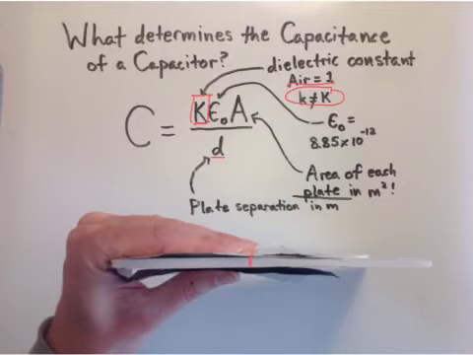Okay, so the two things I wanted you to get from this: the plate separation is usually however thick the dielectric is. And also, the dielectric constant is going to change depending on what the material is in between the plates, because the material in between the plates is the dielectric.